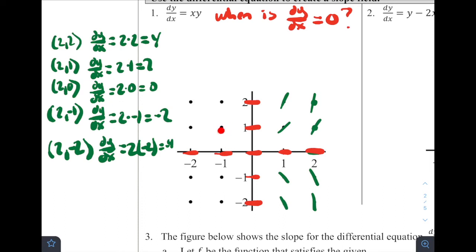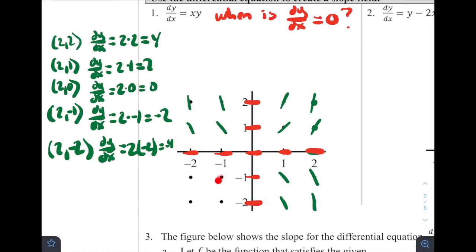Here at this point is negative 1, 1. If I multiply those for the derivative, we're going to have a negative 1 slope, like that. Here would be negative 1 times 2, which is negative 2, something slightly steeper. Here at this point would be negative 2, 1. That's a slope of negative 2 as well. And then here, negative 2, 2. Negative 2 times 2 is negative 4, so something like that.